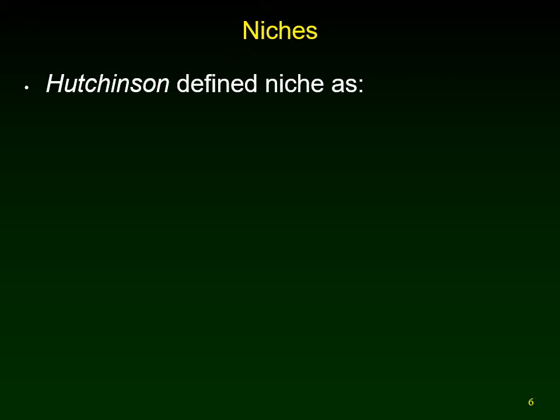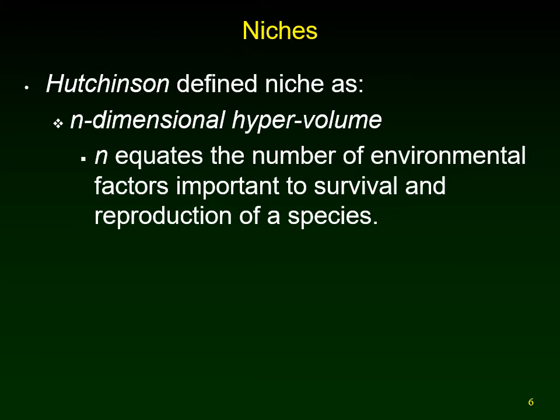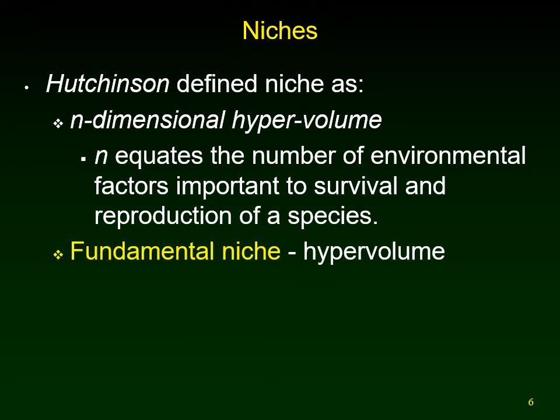Hutchinson defined the niche as an n-dimensional hypervolume, where n is the number of environmental factors important to the survival and reproduction of a species. So the hypervolume is not one dimension, two dimensions, three dimensions. It's as many dimensions as are important to that species to survive and reproduce. And so the fundamental niche of the species defines the physical conditions under which a species might live in the absence of other species.